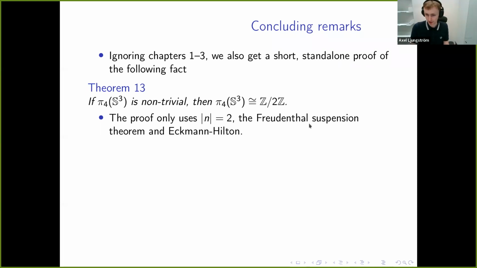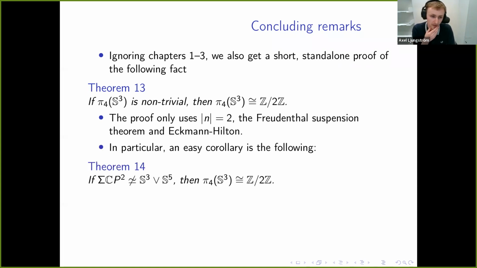It uses the Freudenthal suspension theorem to give you a surjection from pi 3 of S2 onto pi 4 of S3. And it uses the Eckmann-Hilton argument to kind of throw things around a little bit and make things cancel out in a nice way. I'm not going to do it here, but it works out.